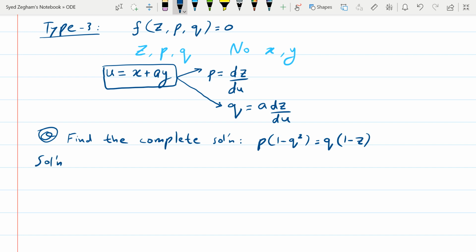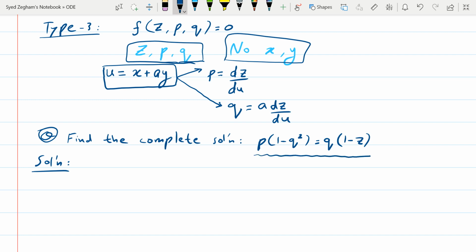Let us start our solution. Now, do I have type 3? Is this equation of the third type? Yes, because we have seen what this type is. There should be no x and y, and I should only have z, p, and q in the differential equation. So it looks fine to me. There is no x and y, and I only have p, q, and z. So I am convinced that this equation is of the third type, which we are discussing today.